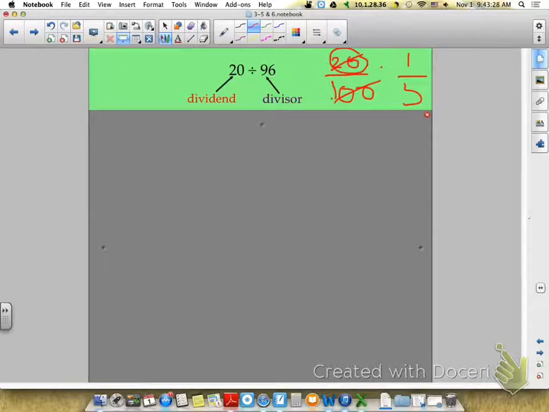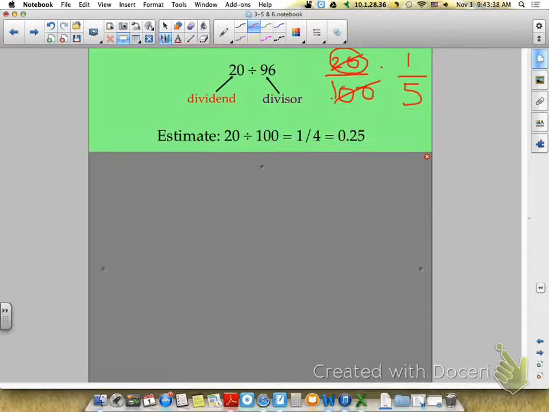Do you guys remember doing this in 5th grade? Reducing fractions? Yes? Lowest terms? That's what it is, right? So I'm dividing 20 by 100 and it's not 1/4, it's 1/5. So it's going to be 0.25. No, 0.20. I'll fix that.